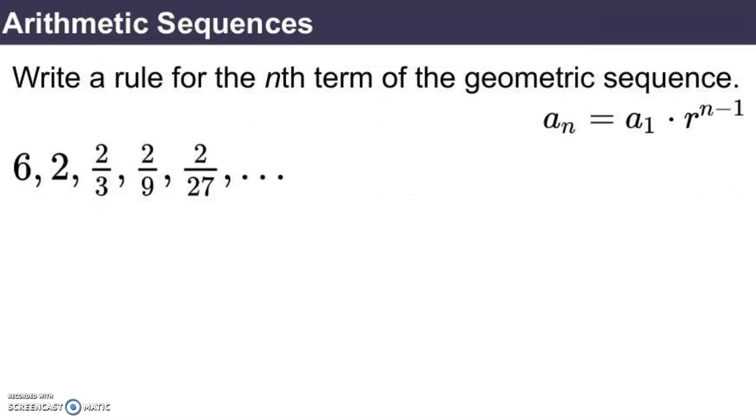Alright, so here is a geometric sequence. It's the sequence 6, 2, 2/3, 2/9, 2/27, and so forth. We need to know two things to use our idea to find the rule for the nth term. We need to know what that common ratio is, and we need to know what the first term of the sequence is. That one is pretty easy. The first term of our sequence is 6. That's a sub 1. Can you tell what the common ratio is?